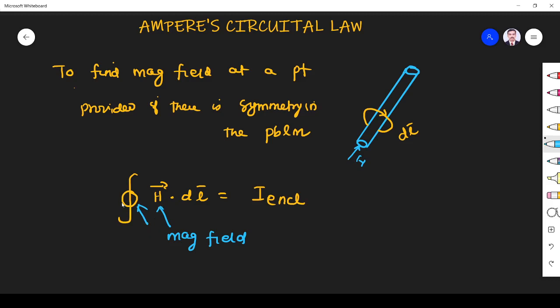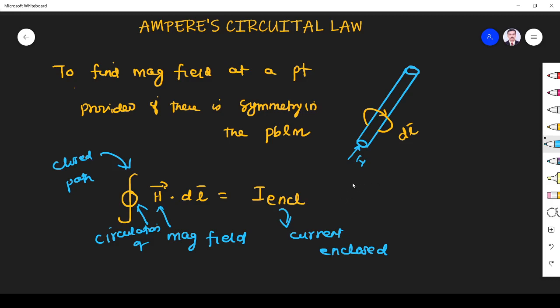The circulation of a magnetic field around a closed path is equal to the net current enclosed by the path. I enclosed is nothing but the current enclosed, right? So by writing the equation we can write the statement directly, or from the statement we can write the equation.